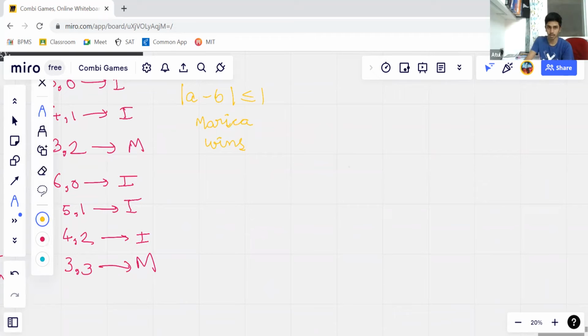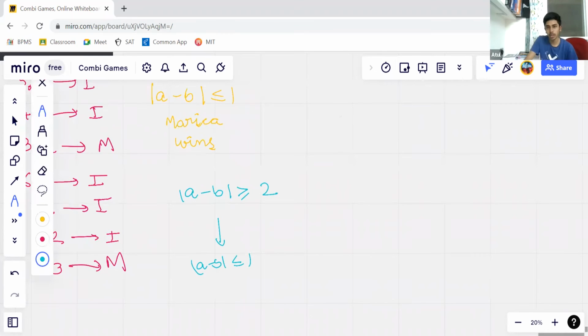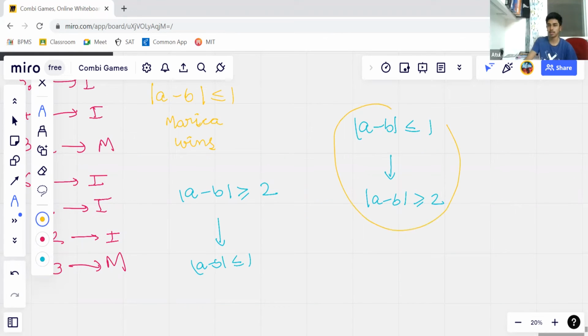And once you spot this, the problem itself is not hard. Suppose we want to prove that this is the answer. We'll need to do two things. First, if a and b differ by at least 2, you need to show that you can convert it into something which has |a minus b| at most 1. And you'll also need to show that if |a minus b| is at most 1, then any move you make will cause |a minus b| to become at least 2. Let's just do this side. I guess it's easier.